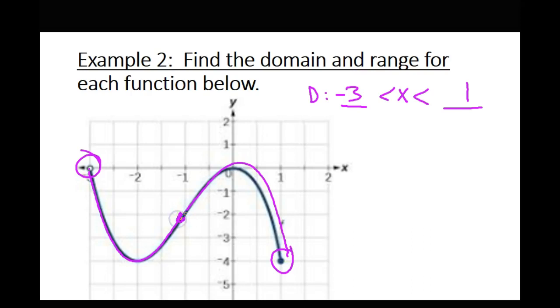See, can't x be here too? Yeah. But we're just saying x can be anything from here to here. So we just look at the endpoints, that's all.